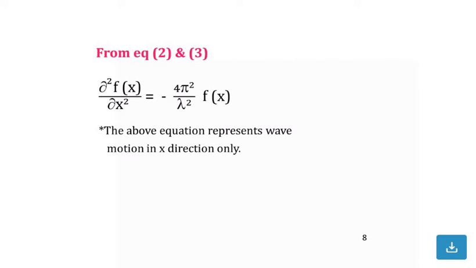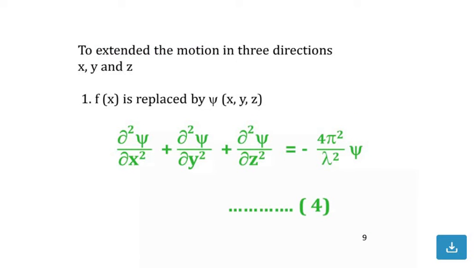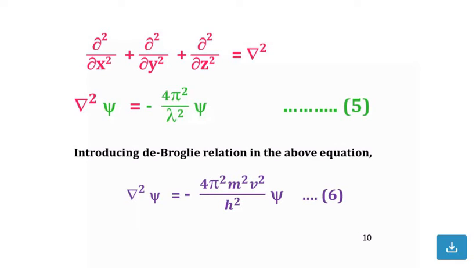From equations 2 and 3, we have d square f(x) by dx square is equal to minus 4 pi square by lambda square f(x). The above equation represents wave motion in the x direction only. To extend the motion to three directions x, y, z, f(x) is replaced by psi(x, y, z). Now the equation becomes like that. You can see equation 5.